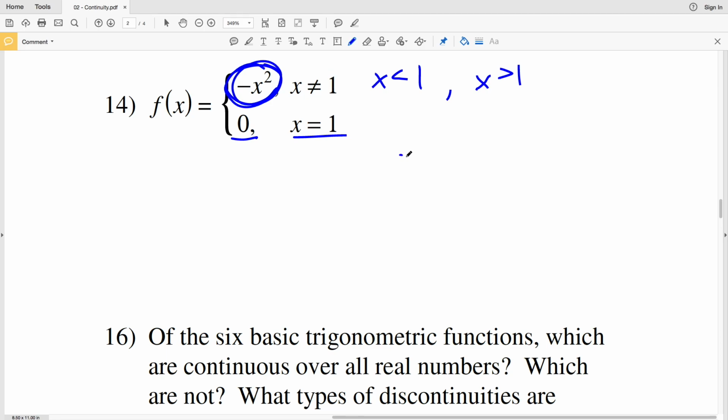So plugging 1 in for x, we'll get negative 1 squared, which equals a negative 1. So because negative 1 does not equal 0, our function is not continuous at that point. There will be a hole. Therefore, we have removable discontinuity at x equals 1.